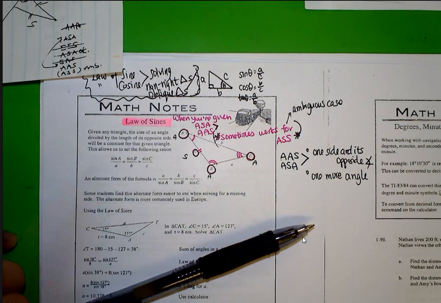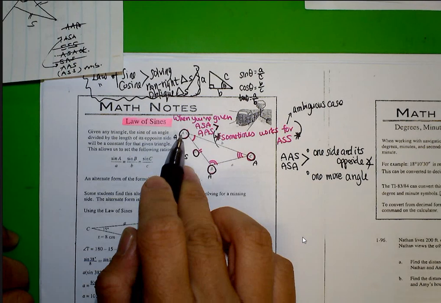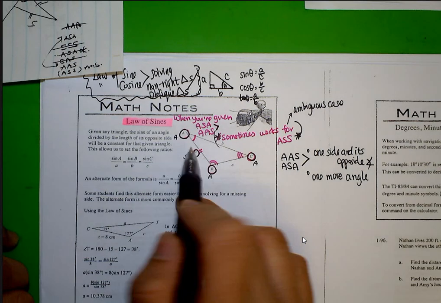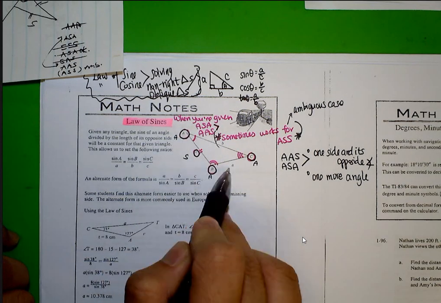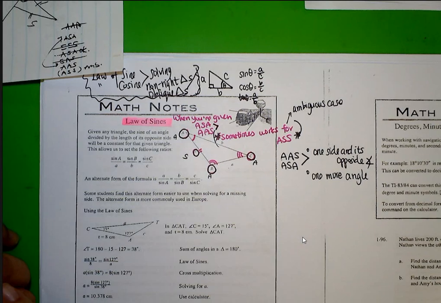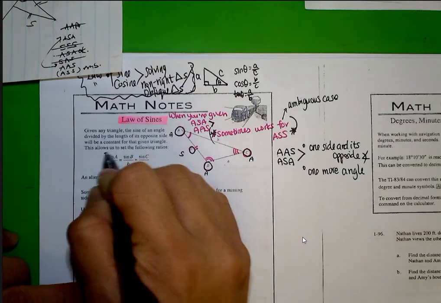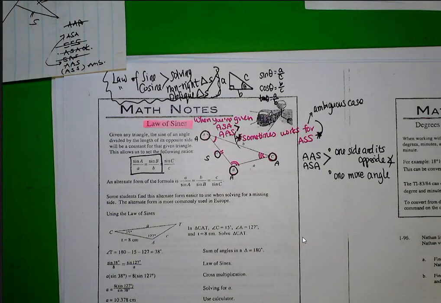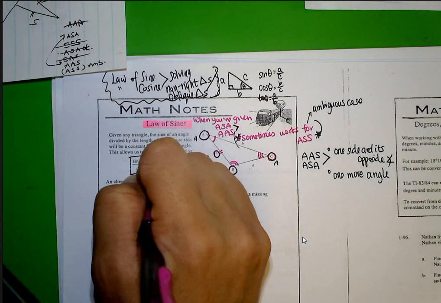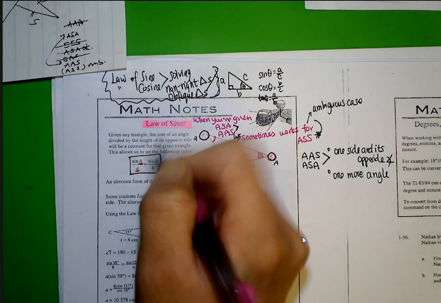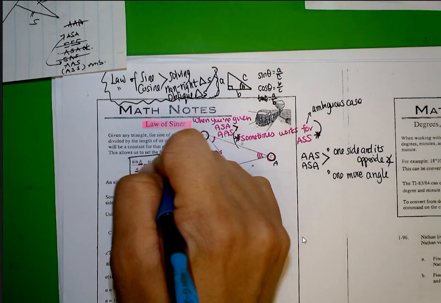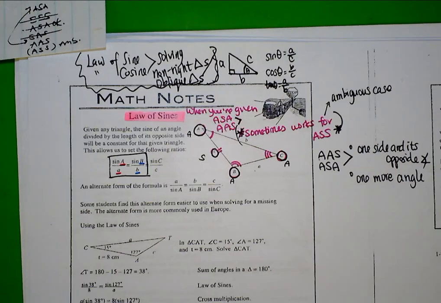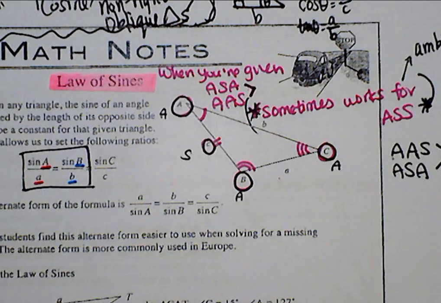I want you to keep in mind that what we call A, B, and C doesn't matter. You could call this A, B, and C, or you could call this A, B, and C. What matters is that you're keeping consistent the angle with its opposite side. So let's just focus on this. What do we have here as variables? We have some angle and its opposite side, and another angle and its opposite side. Those are my unknowns or variables that I'm plugging into this proportion.